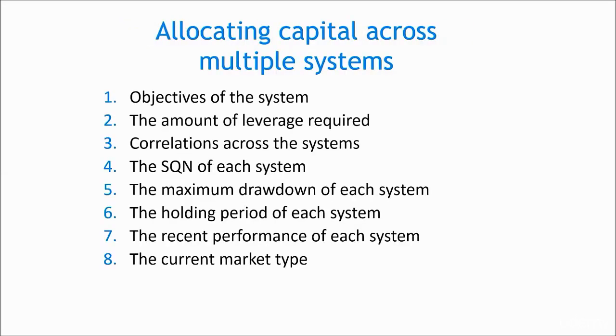Allocating capital across multiple systems. In time, you will want a number of trading systems that work across a variety of strategies, timeframes, and markets. There are several considerations when you position size for running multiple strategies. These include the objective of the system, the amount of leverage required, correlations across systems, the system quality number of each system, the maximum drawdown of each system, the holding period of each system, the recent performance of each system, and the current market type.